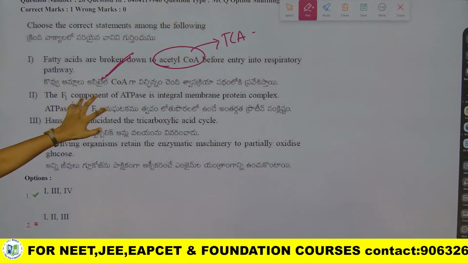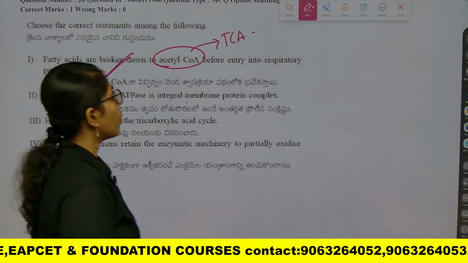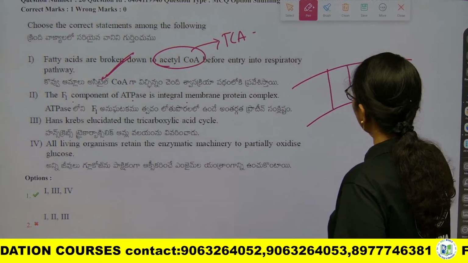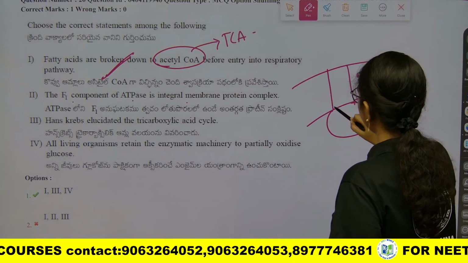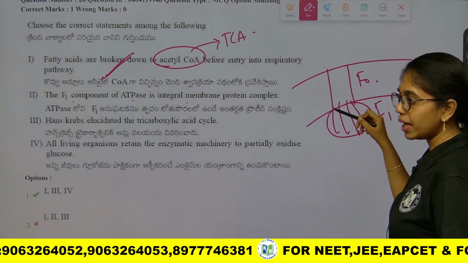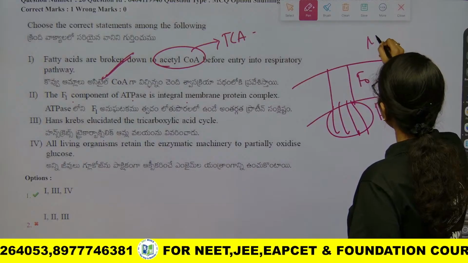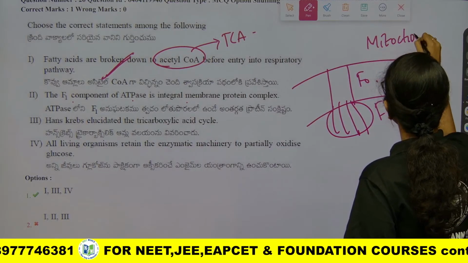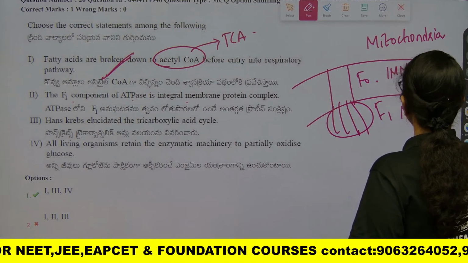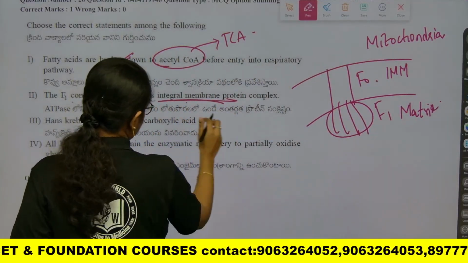The F1 component of ATPase is an integral membrane protein complex. Wrong. ATP synthase has F0 and F1 components, where F0 is embedded inside the membrane and F1 is towards the matrix. As we are talking about mitochondria, F0 will be in the inner mitochondrial membrane and F1 will be in the matrix. So F1 is not inside the membrane, this is wrong.